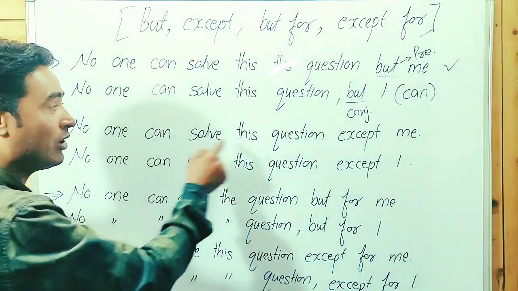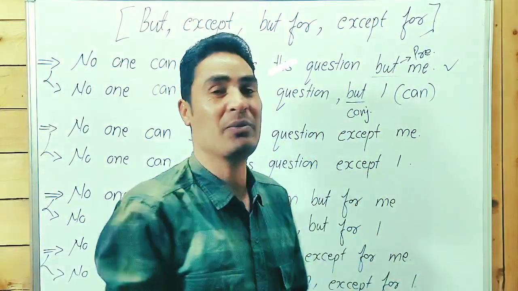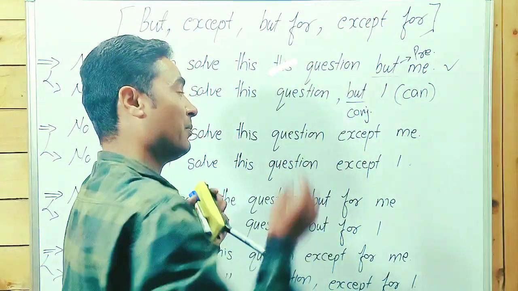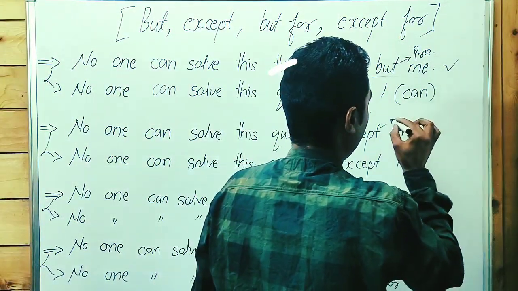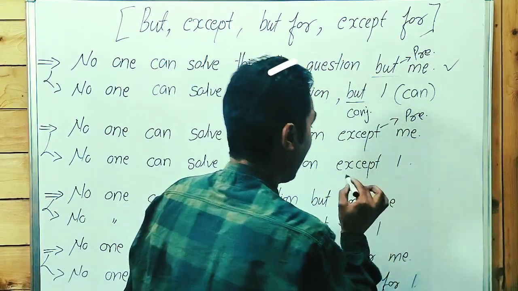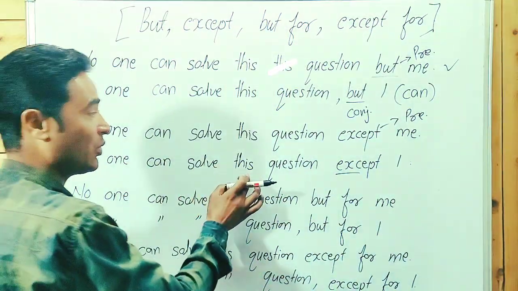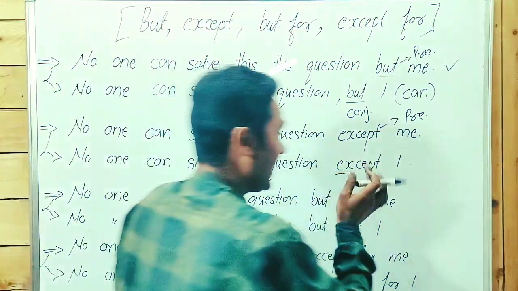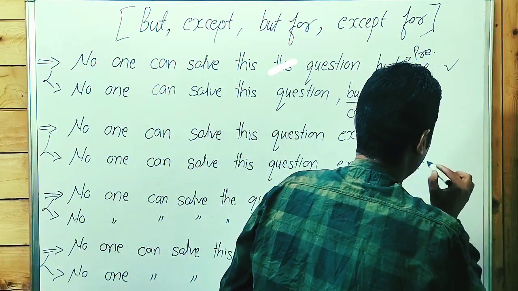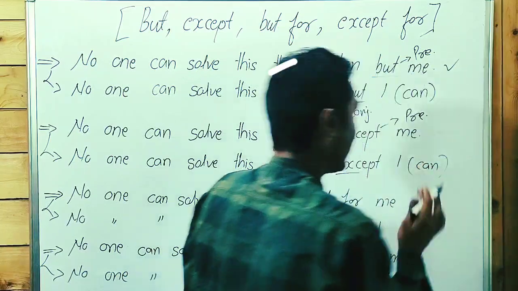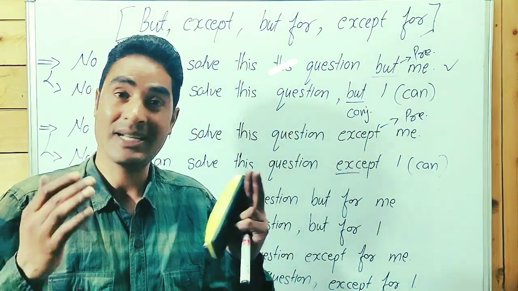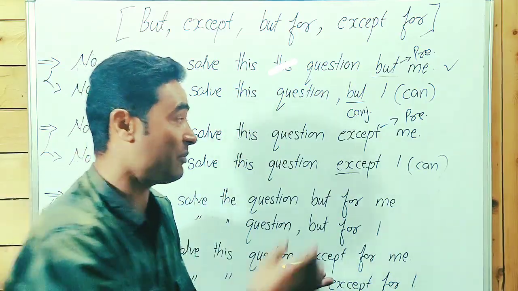When but is a preposition, we use me. No one can solve this question except me. Guys, point to be noted, except me. Similarly, the same with except. Here it is a preposition. No one can solve this question except I can. Guys, point to be noted. Can is optional. You can write it over here. No one can read this paragraph except me. It means except is a preposition.